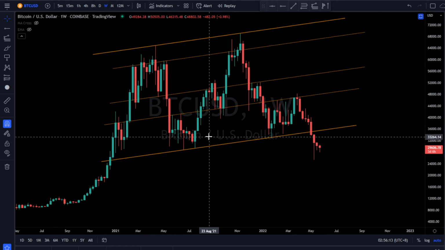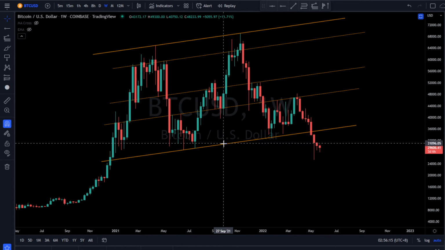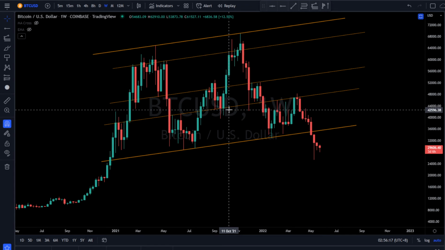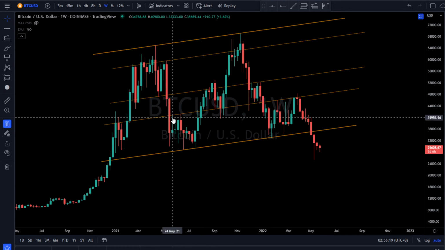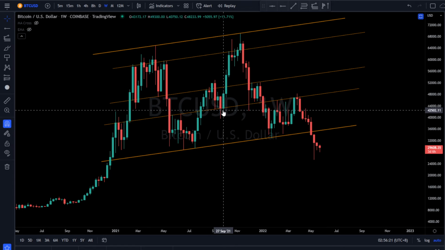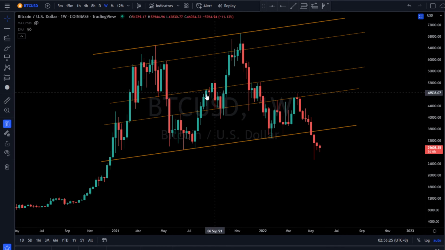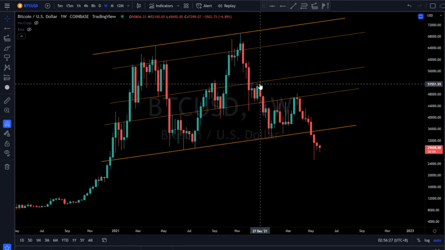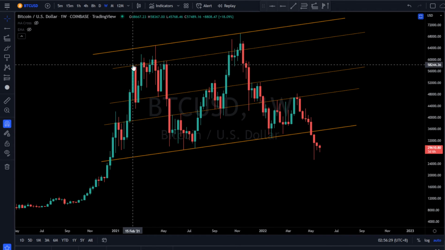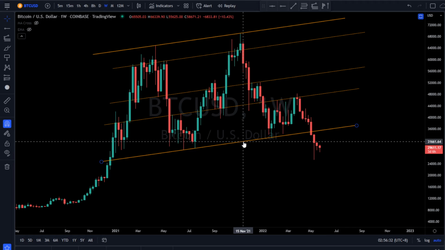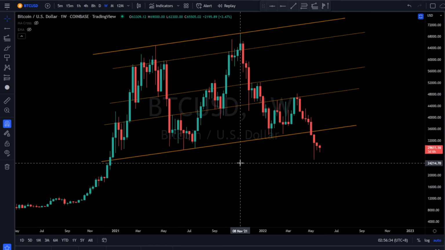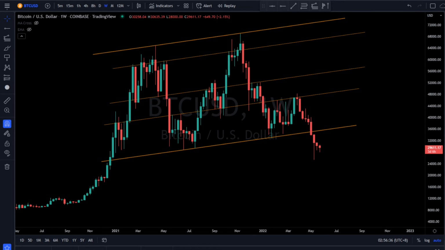So what you can do also is within a channel, if you clone parallel lines, you can see that price kind of respects these parallel lines in between as well. See over here, here, right? Here, different touches. Okay, so that's on the weekly chart. It works on the daily chart as well.